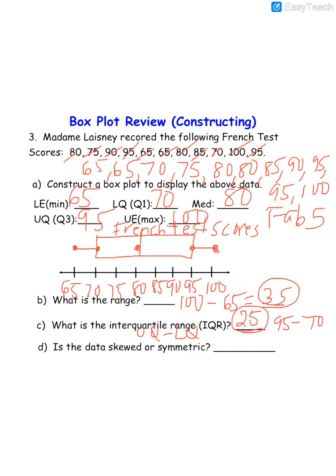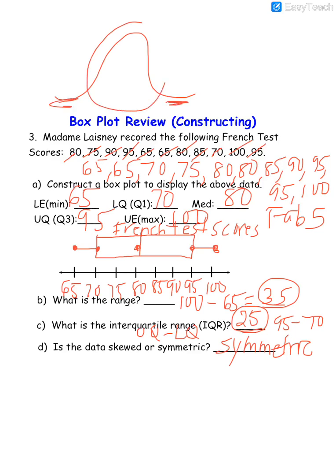Is the data skewed or symmetric? I'm going with symmetric. It doesn't really look like it's got some long whiskers. It doesn't really seem like there are some outliers in here. It's kind of got this bell curve situation going on here. There are some low grades, there are some high grades, and there's a bunch of stuff right in the middle. Okay, most of that is review.